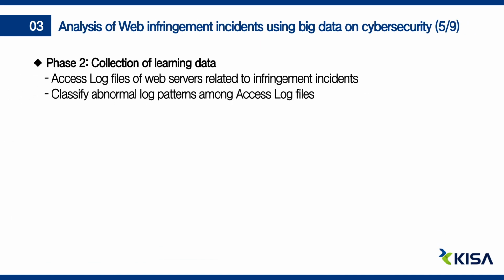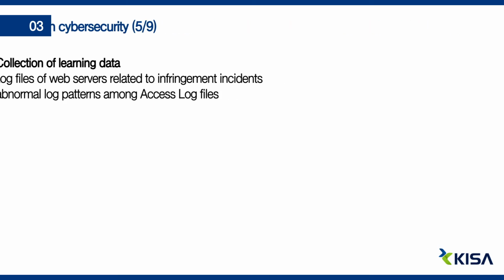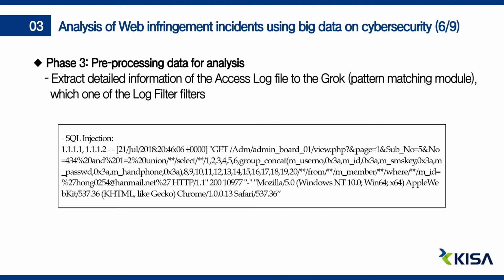In collection of learning data, a collector accesses log files of web servers related to infringement incidents and classifies abnormal log patterns in access log files. The third phase is pre-processing data for analysis. It extracts detailed information of the access log file to the grok, which is one of the log filters. This table is an example of pattern for SQL injection.